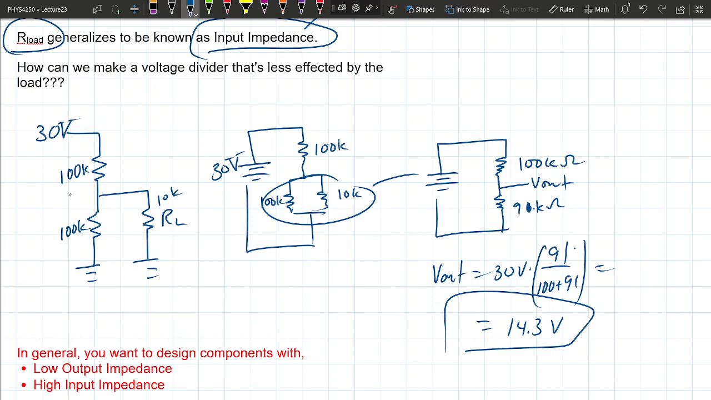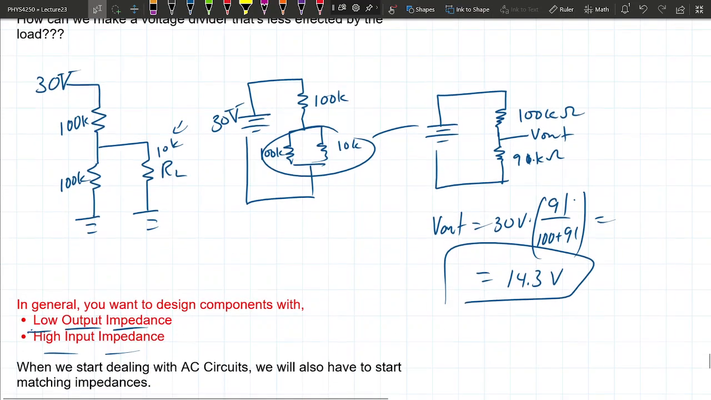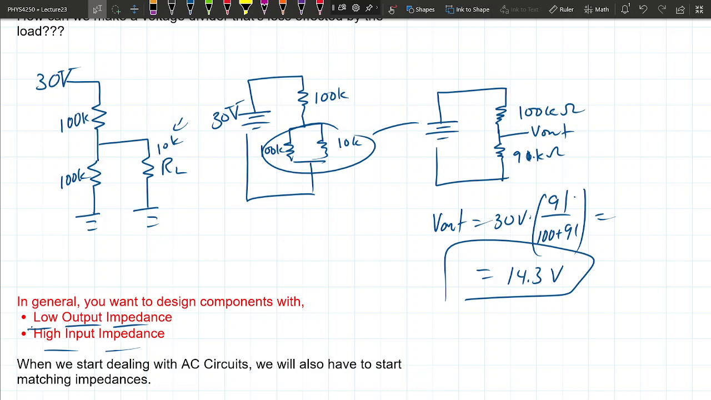So notice that by making these bigger and bigger, it has less of an effect by a load that is high impedance. So in general, what you want are things that have a low output impedance and a high input impedance. If I made my CPU draw less current, but at a higher voltage, instead of this I can make this 100K instead. It will have less of an effect, okay?